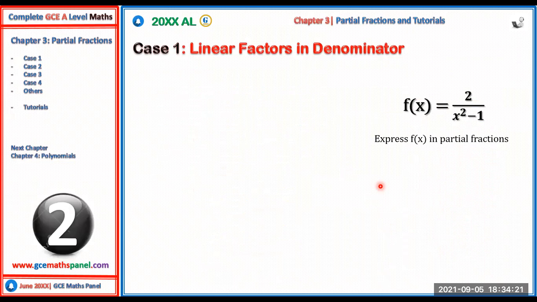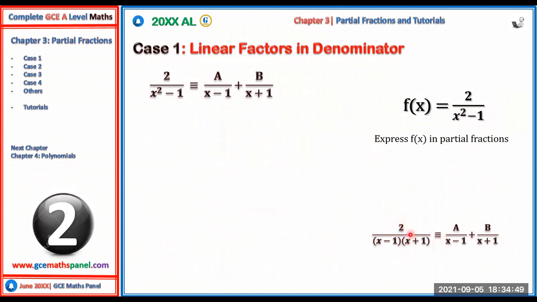We have f of x equals 2 over x squared minus 1. To express this in partial fractions, the truth is that this case is a linear case. But somebody will say that the highest power of x here is x to the power 2. How can I be saying that it's linear? Yes, you are right. However, I'm right too, because this can be written as x plus 1 into x minus 1, since it's a difference of 2 squares. So this is now identical to a over the first factor, which is x minus 1, plus b over the second, which is x plus 1.